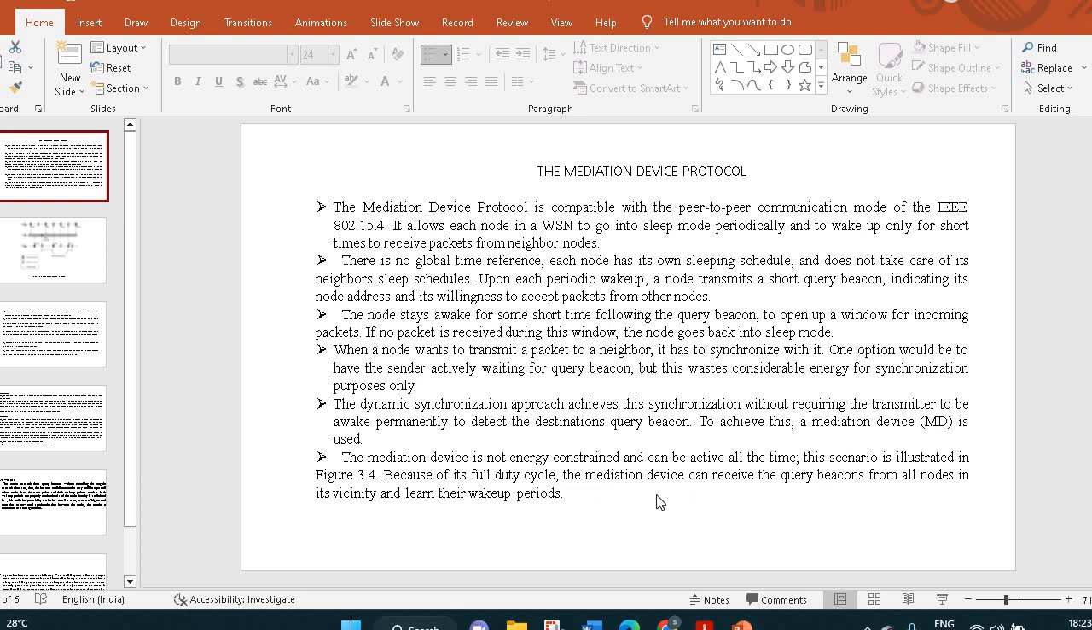The mediation device is not energy constrained and can be active all the time. The scenario is illustrated in this figure. Because of its full duty cycle, the mediation device can receive the query beacons from all nodes in its vicinity and learn their wake-up periods.